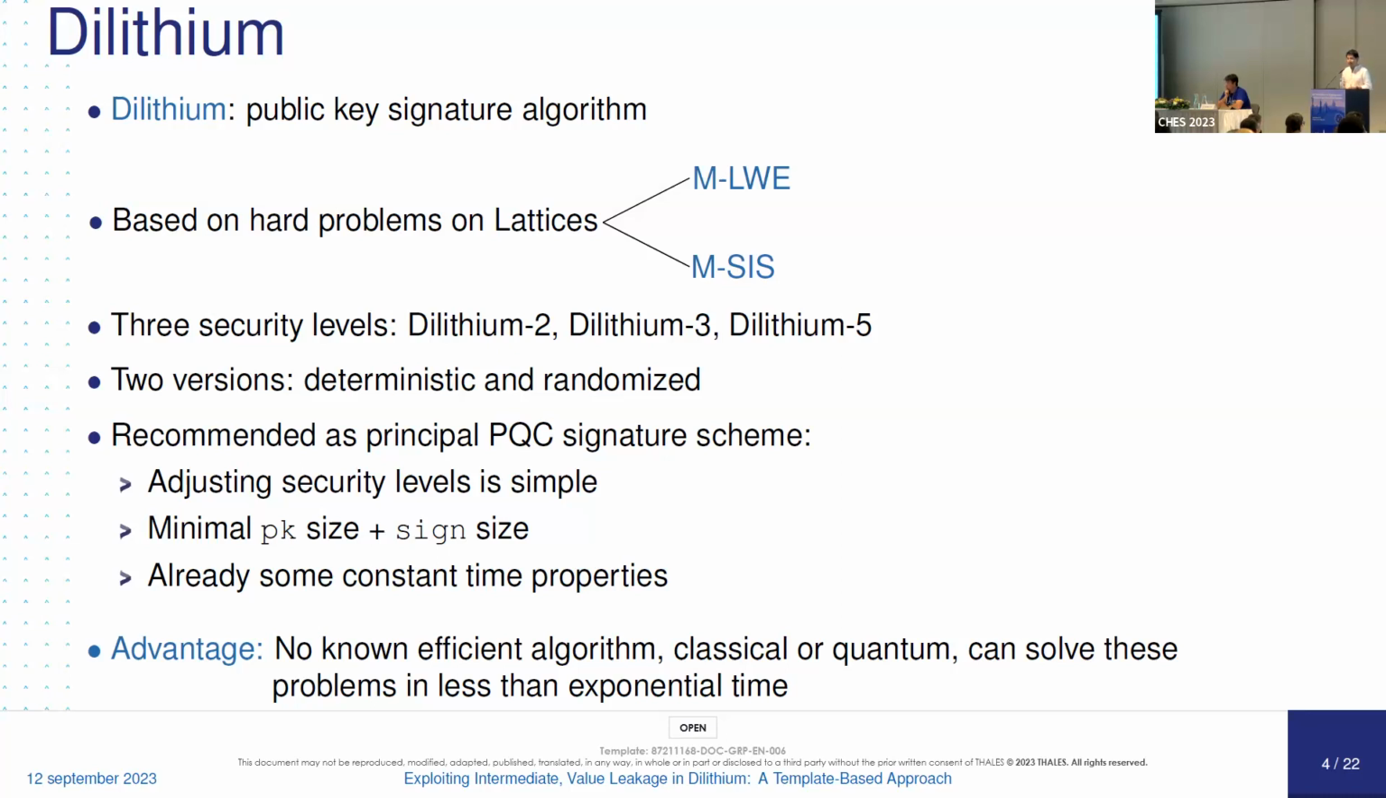And lastly, it already has some constant time properties, which makes it suitable to be implemented securely against some types of weak side channel attacks. So for all these reasons, it is recommended to be used in most use cases as the new PQC signature algorithm. Compared to more traditional signature schemes, there is no known efficient algorithm, either classical or quantum, that can solve these two problems in less than exponential time.